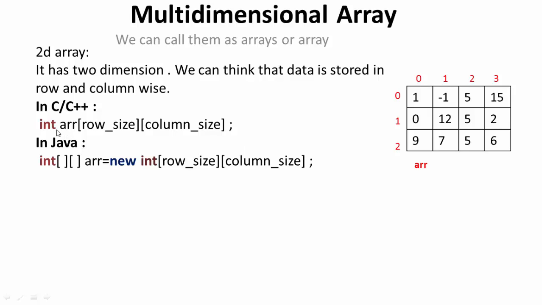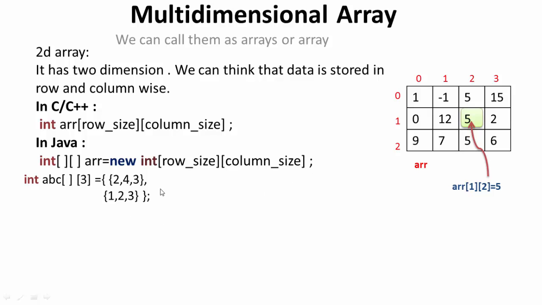Here is how we can declare 2D array in C and C++. We need to mention the row size as well as the column size, or we can declare it in Java as follows. Now we could think of it as a form of matrix. Here we have an array which has the name ARR. We can access any element using two indices. Here for the element 5, the row index is 1 and the column index is 2.